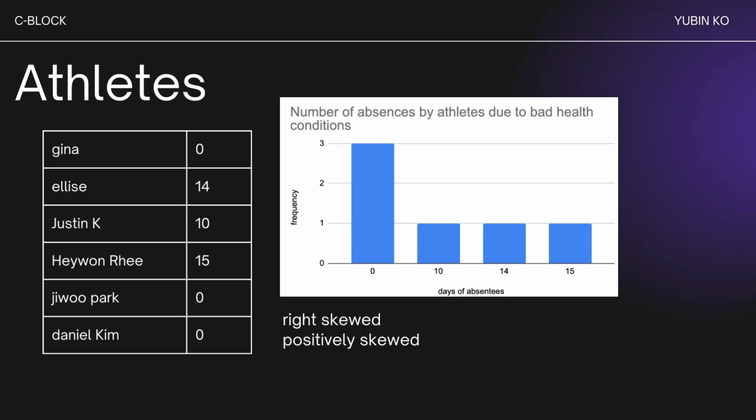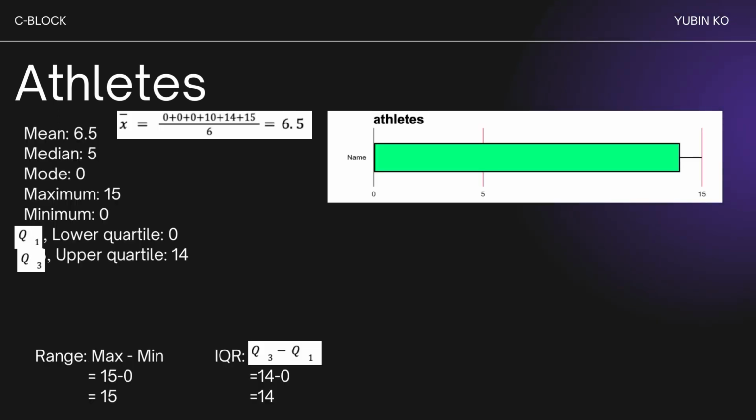For athletes, the column graph is right skewed as there is a high frequency at 0 days of absentees, and 10, 14, 15 days of absentees at a frequency of 1. The mean value for athletes is 6.5, median is 5, mode is 0, maximum value is 15, minimum value is 0, lower quartile is 0, upper quartile is 14, the range is 15, and the interquartile range is 14. Lower quartile is the 25th percentile, while the median is the 50th percentile, and the upper quartile is the 75th percentile.